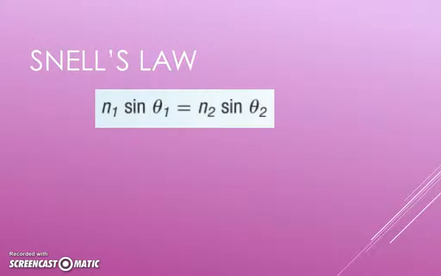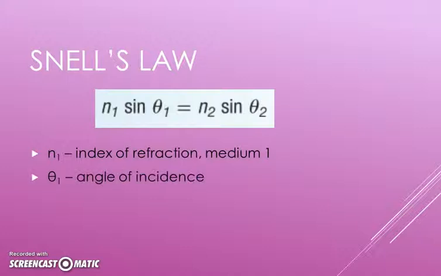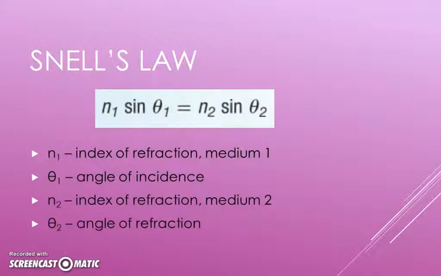So N1 sine theta 1 equals N2 multiplied by the sine of theta 2. Okay, so N1, that's your index of refraction for medium 1, whatever it is, so where you're starting. Theta 1, angle of incidence. N2, index of refraction for medium 2, so what you're going into. And then theta 2, the angle of refraction.